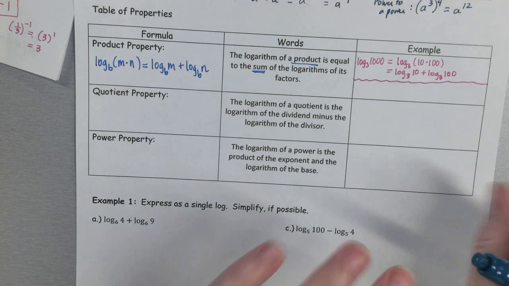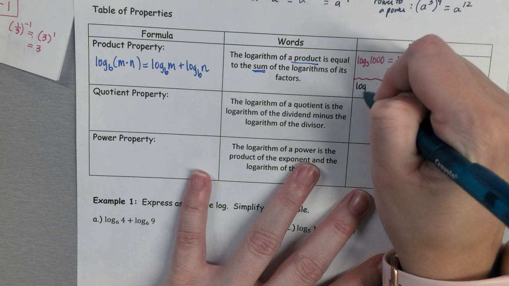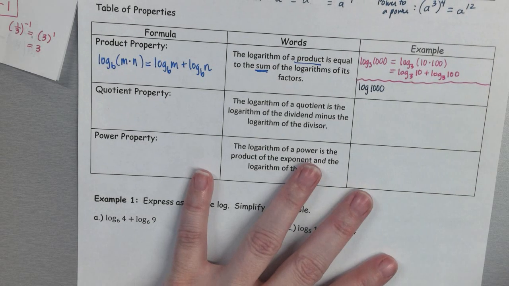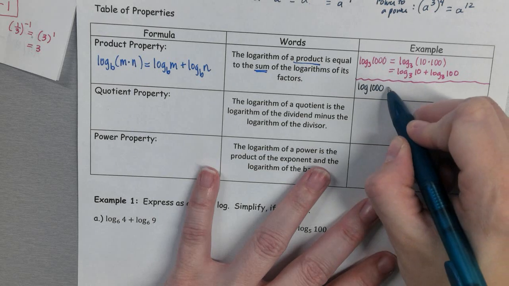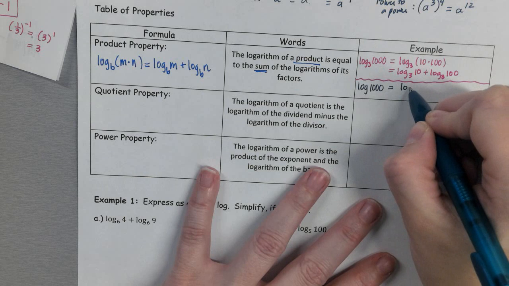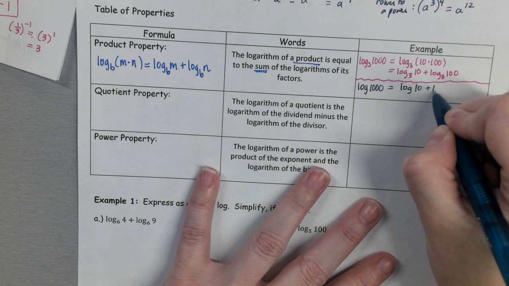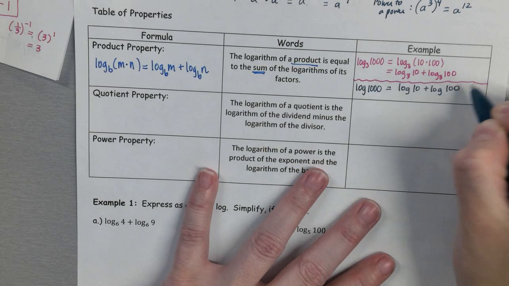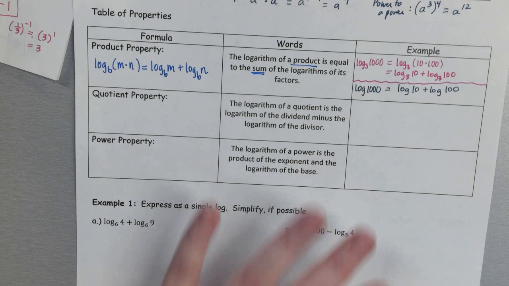Other times you can simplify it. So let's say it wasn't log base 3. Let's just say it was the log of 1,000. Remember, the common log has the base of what? 10. So we could split this up into the log of 10 plus the log of 100, just like we did before. I just didn't write that first step down.